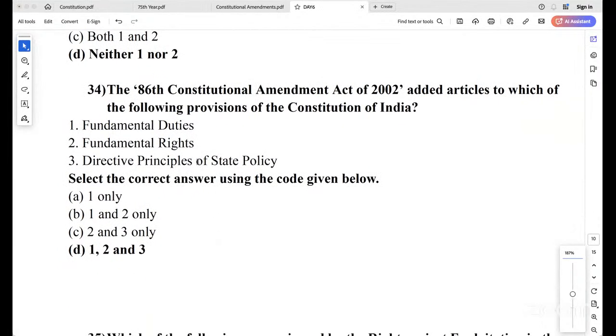Next, the 86th Constitutional Amendment Act of 2002 added articles to which of the following provisions of the Constitution of India? All the three. 86 is with respect to education. What they have done, first it was like in fundamental duties, we had to add what?